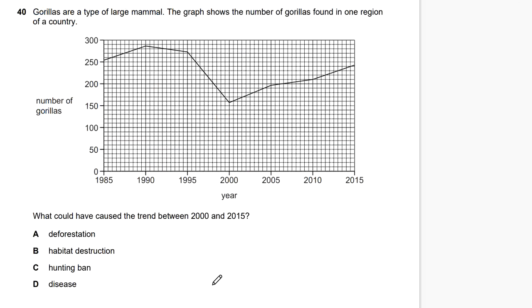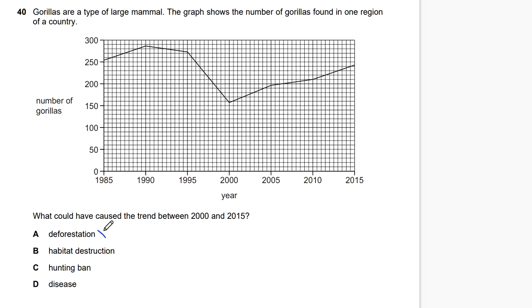Gorillas are a type of large mammal. The graph shows the number of gorillas found in one region of a country. So we have here the graph of the number of gorillas. What could have caused the trend between 2000 and 2015? So the trend actually moved up. So what have caused the trend?